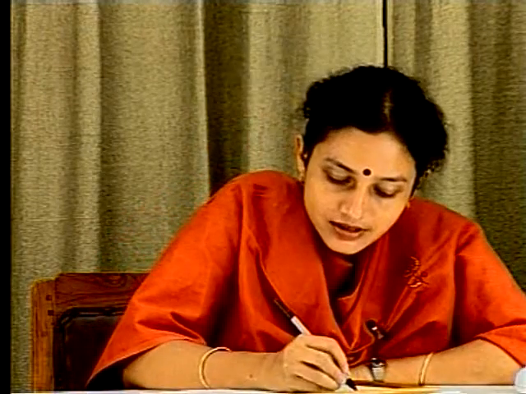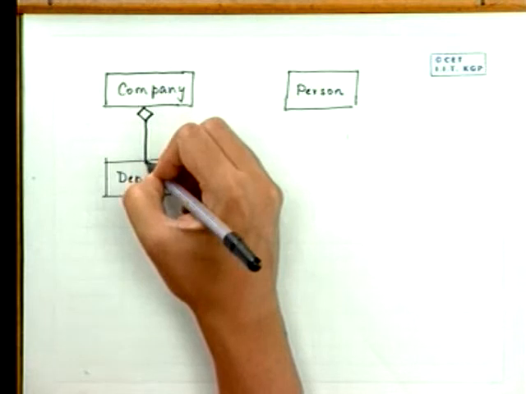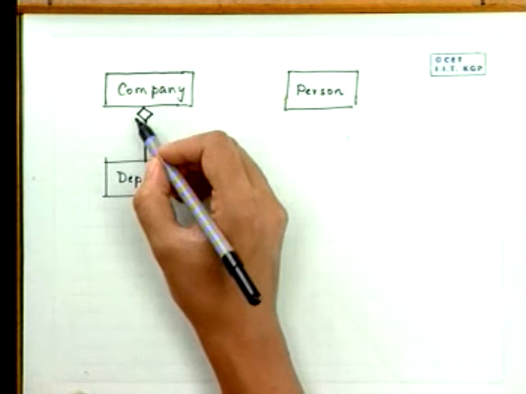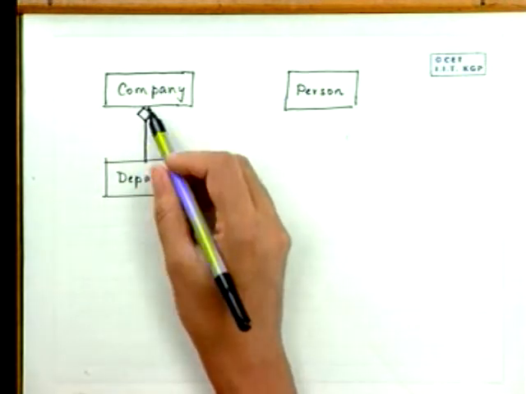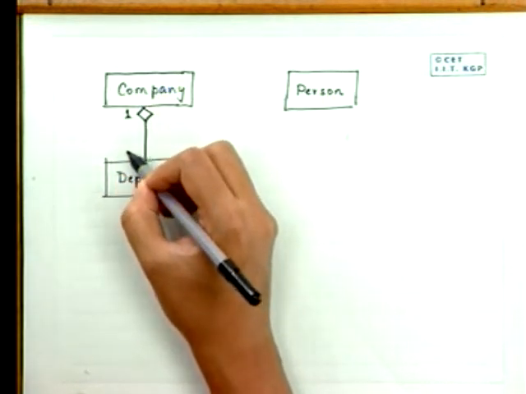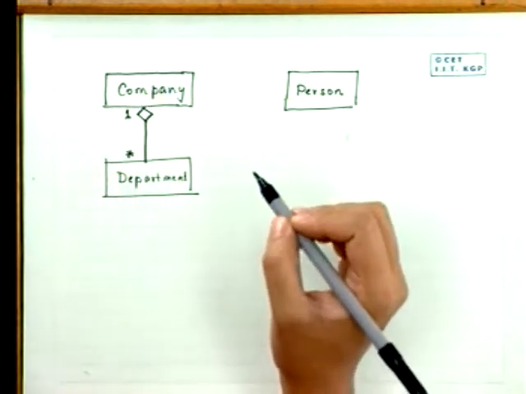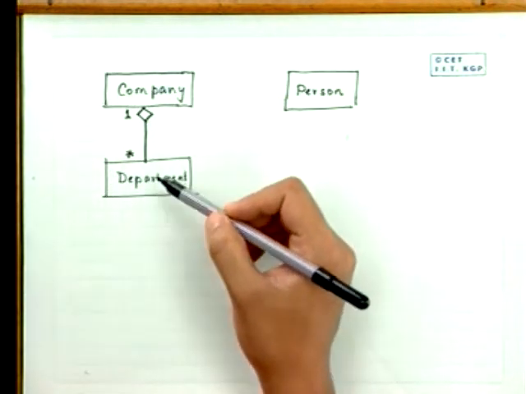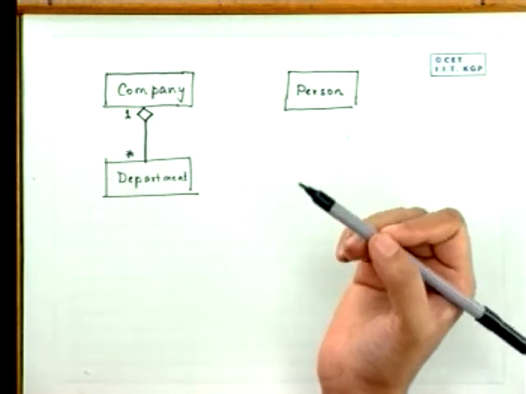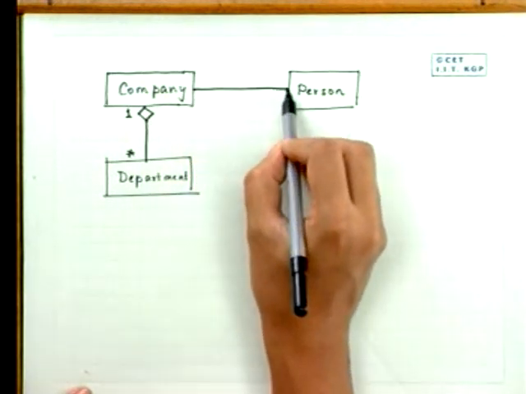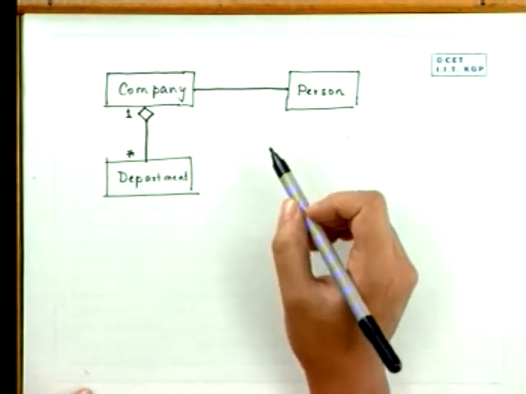So this is denoted by this sort of link, and we specify the multiplicity of this relationship by writing that this is a 1 to star relationship. A company consists of 0 or more departments. And we also have a relationship between company and a person. And this is the works for relationship. A person works for a company.